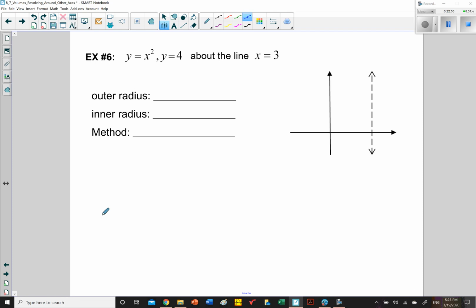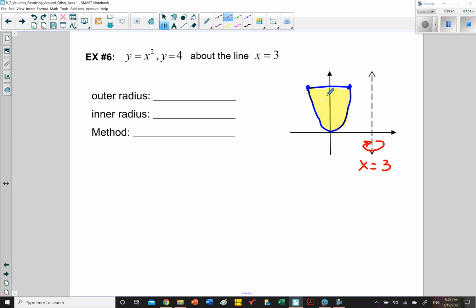Okay, let's see what this one is. We've got y equals x squared. That's a parabola. Y equals 4. We're going about the line x equals 3. So that's a vertical axis of rotation. So y equals x squared. We're stopping at 4. So that means 2, 4, and negative 2, 4. We're going around the line x equals 3.